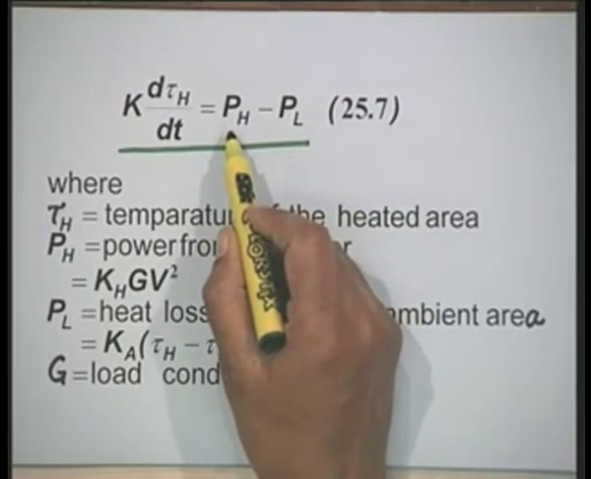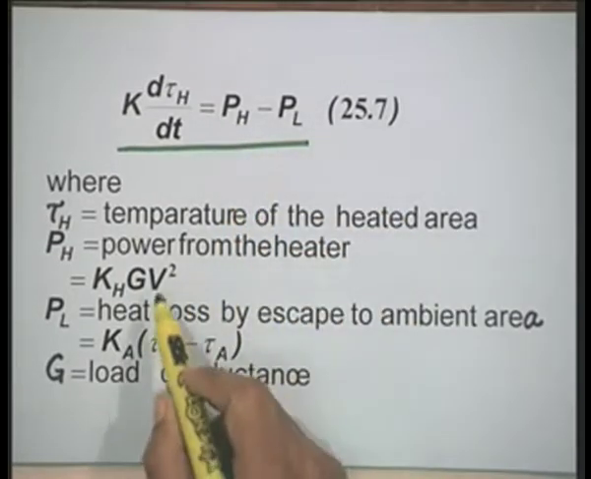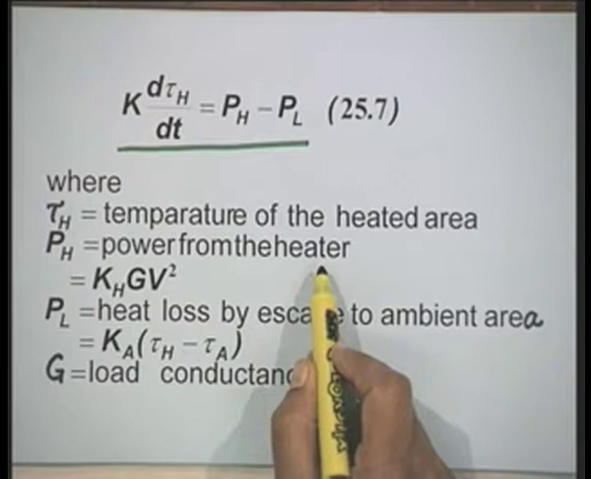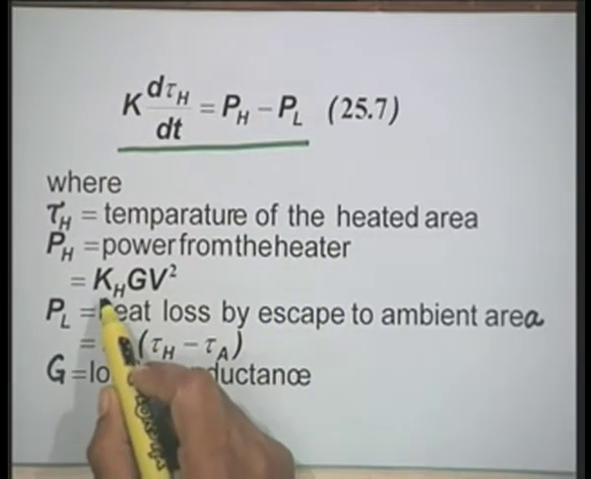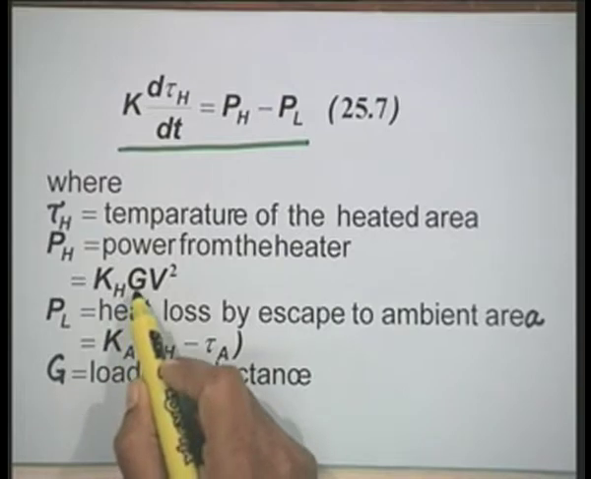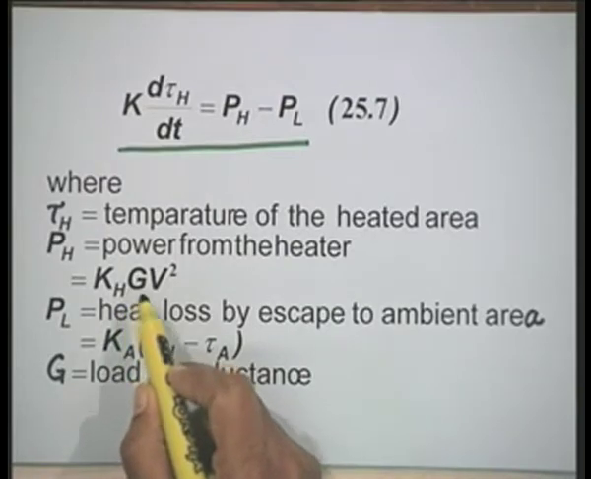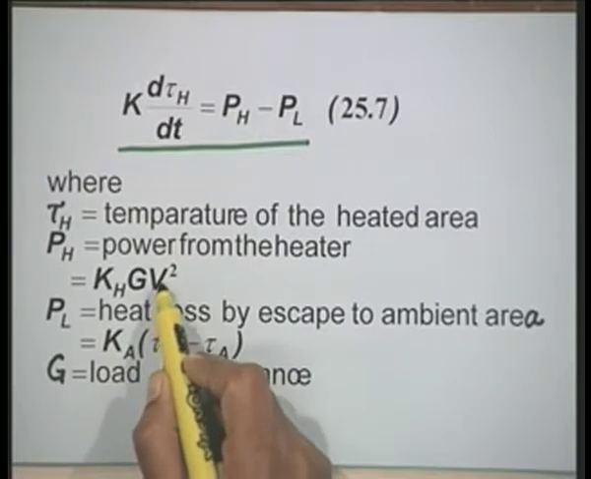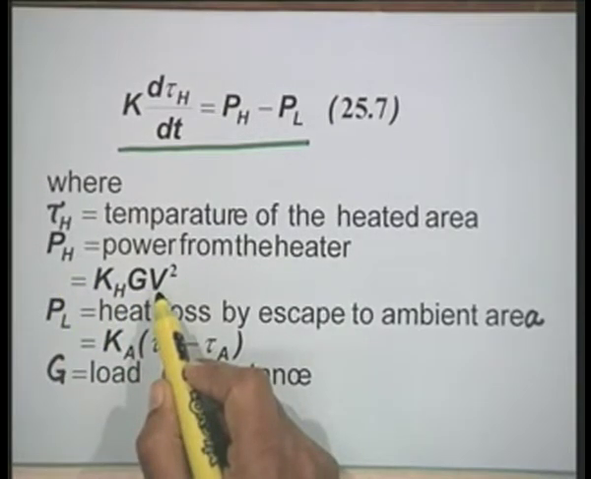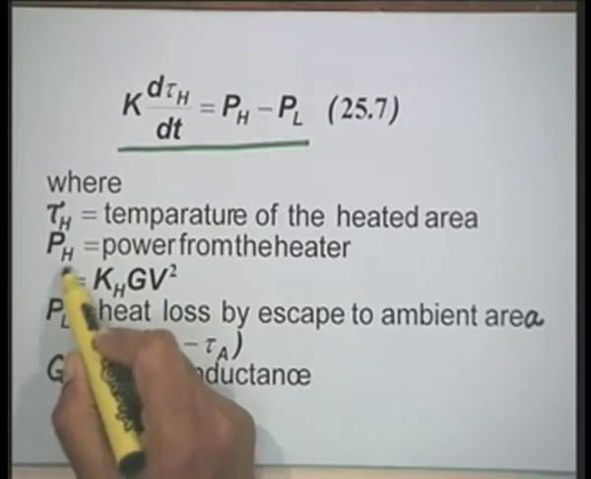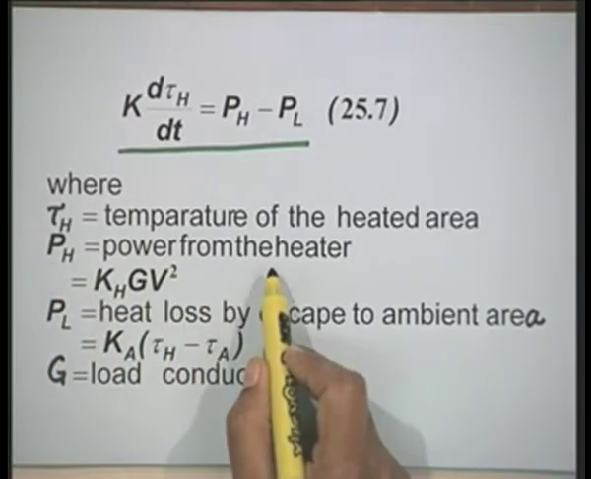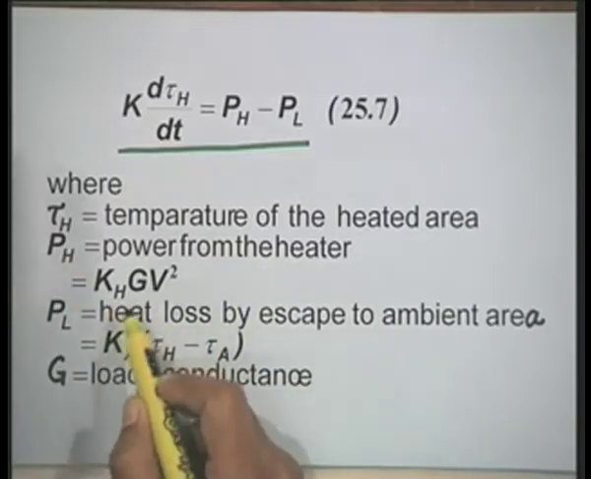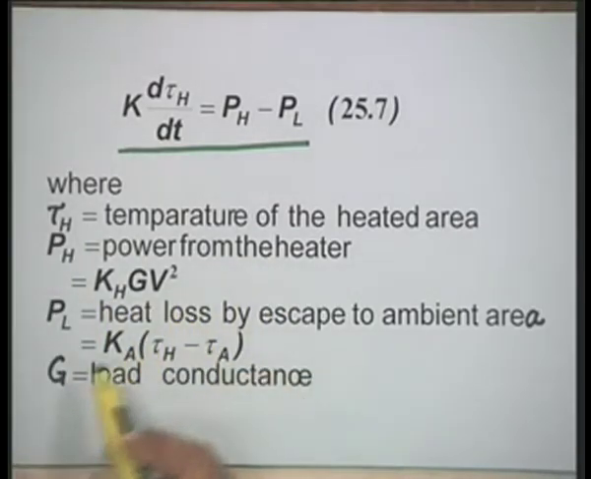Now, here on the right hand side we have the two terms pH and PL. pH stands for the power from the heater. This pH can be represented as a function of constant KH, G is the conductance of the system, and V square. Since we are trying to study the effect of these devices on stability, because the power consumed here is a function of voltage V square, therefore the power from the heater is shown as constant into conductance into V square.